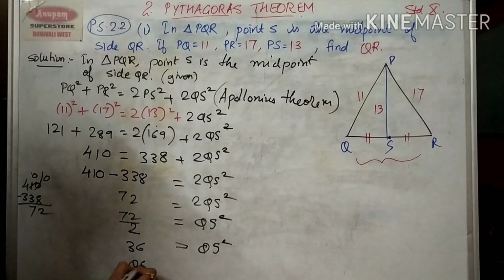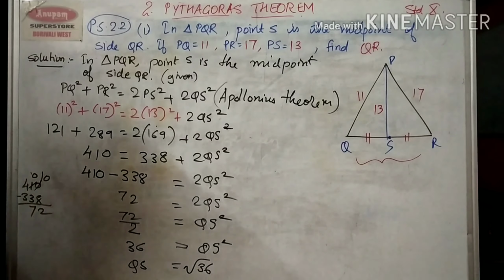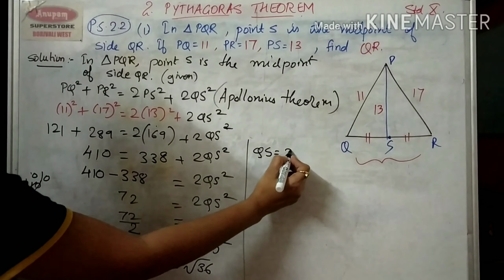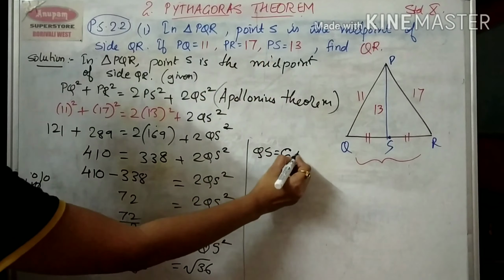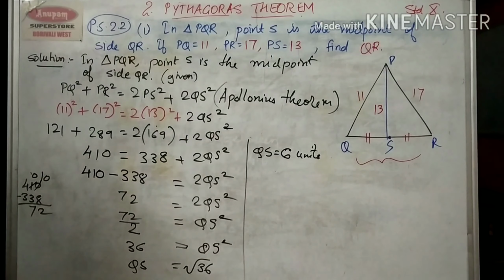Therefore QS is going to be equal to square root of 36. So our final answer will be QS is equal to 6. There is no unit given, so you can write down 6 units. But we are not supposed to find out QS, children. We are supposed to find out QR.